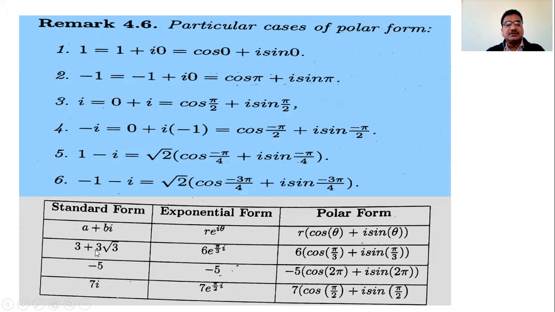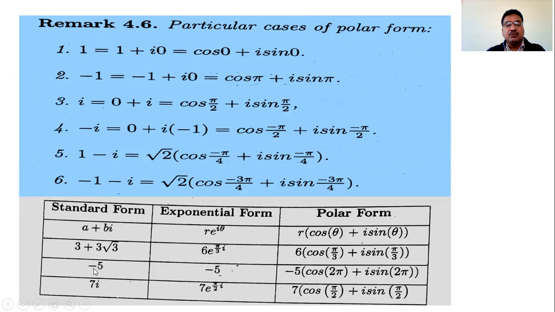Okay, 3 plus 3 root 3 i. Pi by 3 is its principal argument, and 6 is its modulus. So use the formula to obtain the modulus as root of x square plus y square. 3 square is 9, and 3 into root 3 square is 9 into 3, that is 27, plus 9 is 36. Root 36 is 6, its modulus. And the argument is what? Both are positive, so tan inverse y by x, 3 root 3 by 3, that is root 3. Tan inverse root 3 is pi by 3.